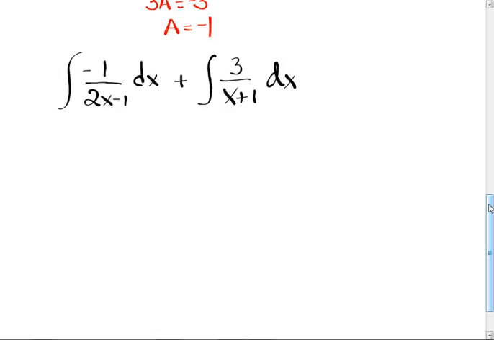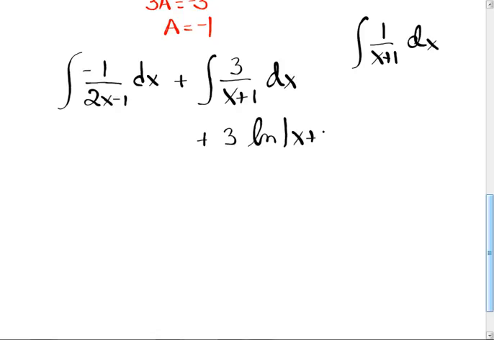Let's do the easy one. This is plus 3, and I'm integrating 1 over x plus 1 dx. So what's the antiderivative of that one? It's the natural log of absolute value of x plus 1 plus c. Now, when I look at this one, I can do u substitution, or I can kind of muddle my way through it and fix it so that it works. Matt, what'd you get for this one?